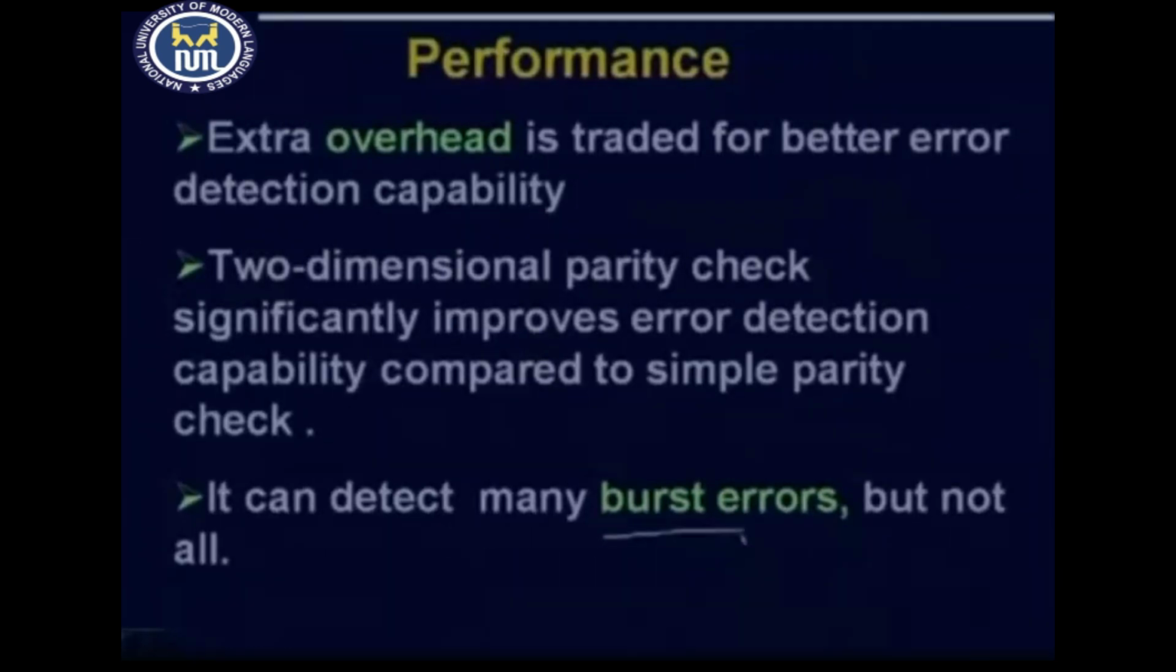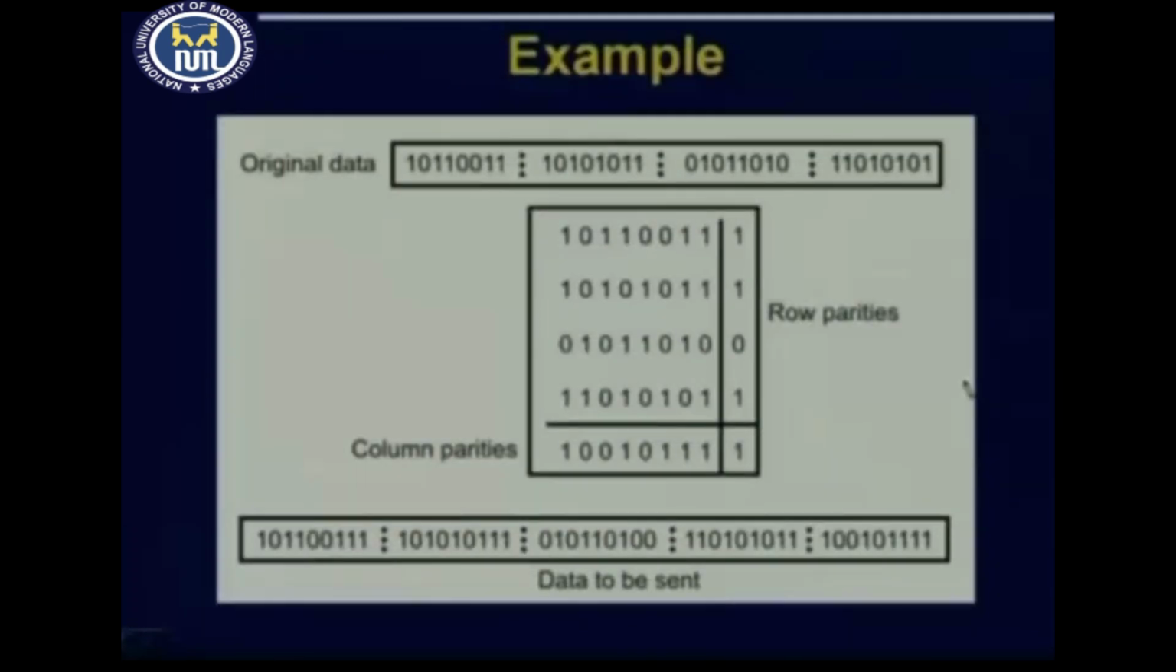It can detect burst errors, but not all. For example, let's check the example again. Let's suppose these 2 bits, an even number of bits, get altered, and in the second row these 2 bits are altered, so 4 bits are changed, then this column parity bit can be used to detect errors.